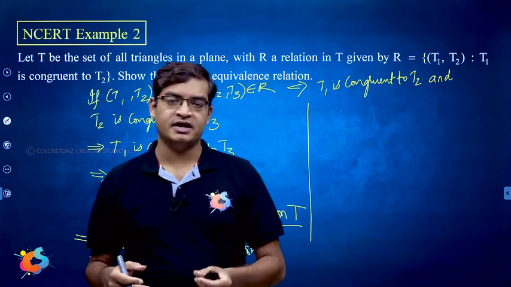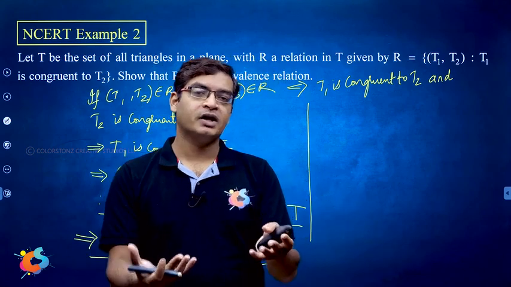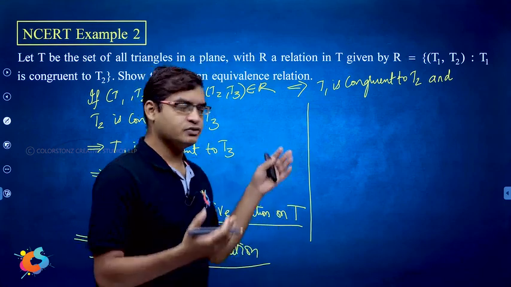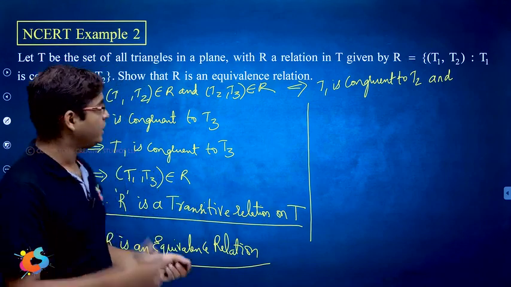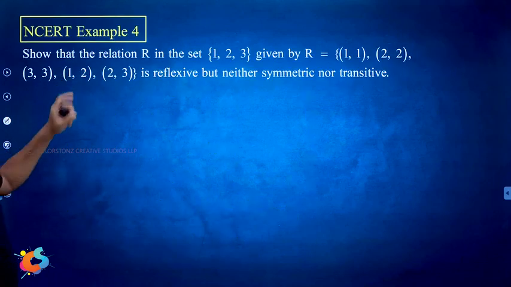Whenever you see equivalence relation, the first line of thinking should be you have to check for reflexive, symmetric and transitive. Show that means you have to show that it is reflexive, it is symmetric and transitive also. Simple. Okay. So let us take the next question. Very simple question, right? Okay.